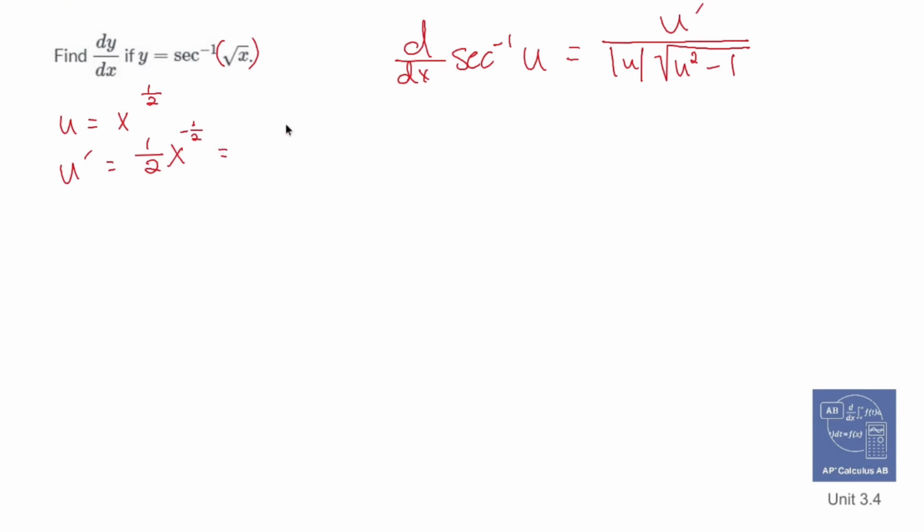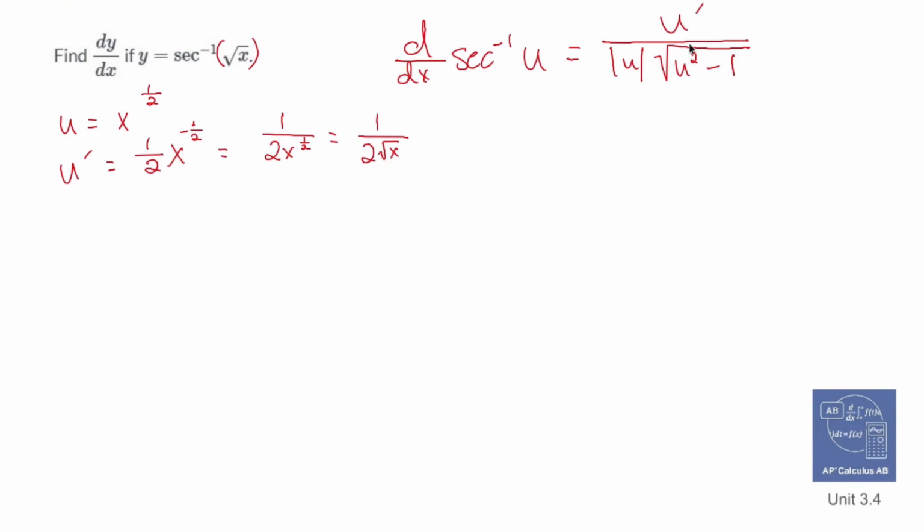Cleaning that up a little bit, that's going to look like 1 over 2x to the positive 1/2, and that's going to look like 1 over 2 times the square root of x. Hopefully you have this memorized or have seen this enough by now that you know this turns into that, but if you don't, no big deal.